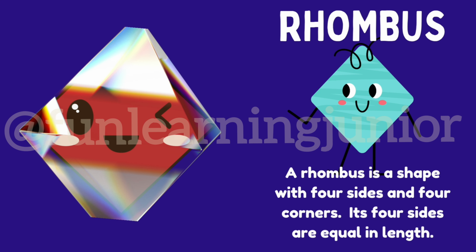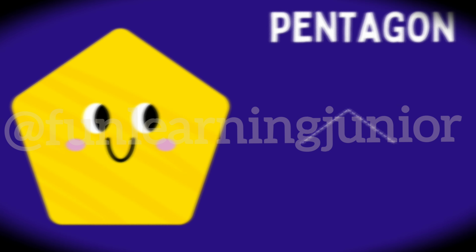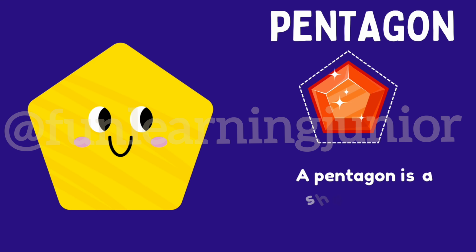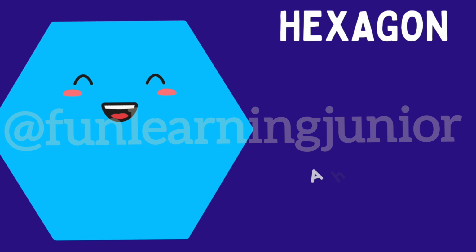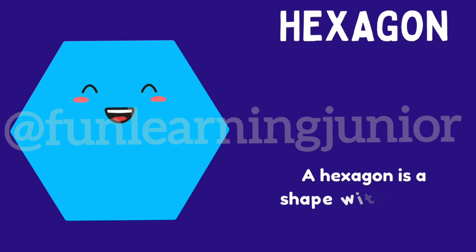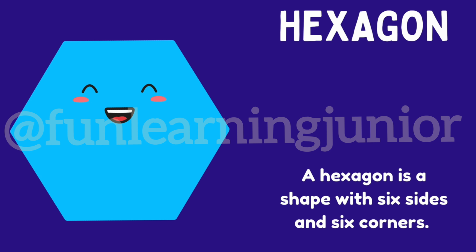Rhombus. A rhombus is a shape with four sides and four corners. Its four sides are equal in length. Pentagon. A pentagon is a shape with five sides and five corners. Hexagon. A hexagon is a shape with six sides and six corners.